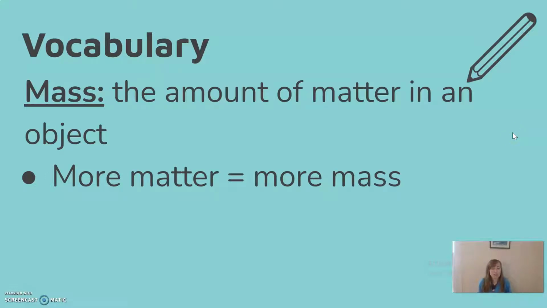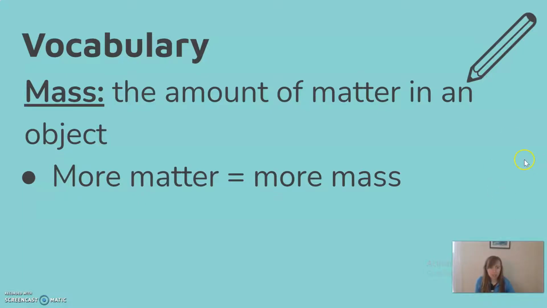Go ahead and write this down in your notes. Mass is the amount of matter in an object. So more matter equals more mass. And so often we can look at something and say that's really big compared to this other thing, so that has more mass. But we do have to keep in mind the number of molecules and the mass of those molecules. So we can approximate these things, but it's helpful to be able to actually measure them in order to determine what has more mass.